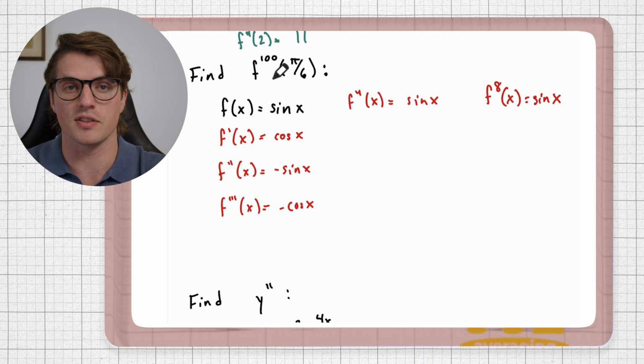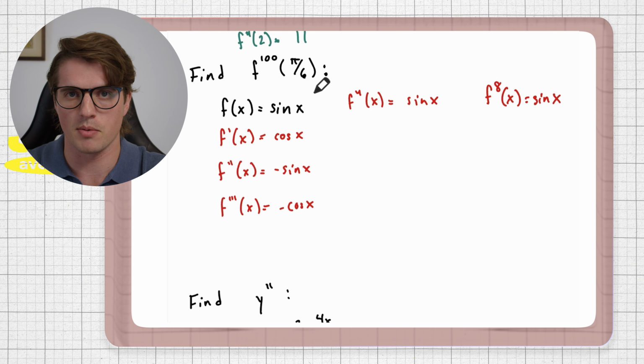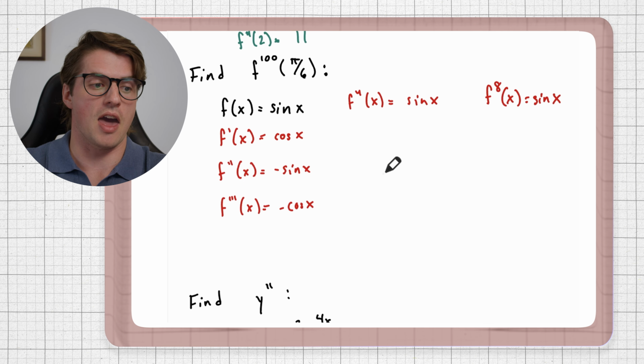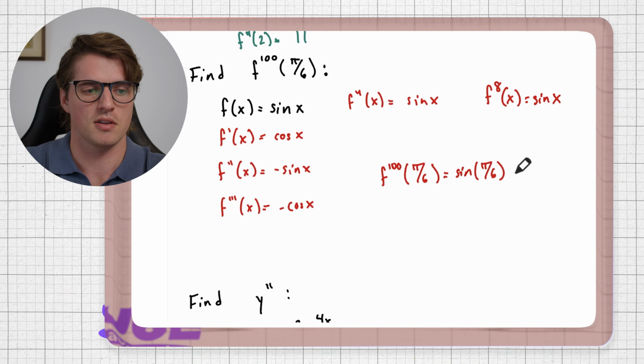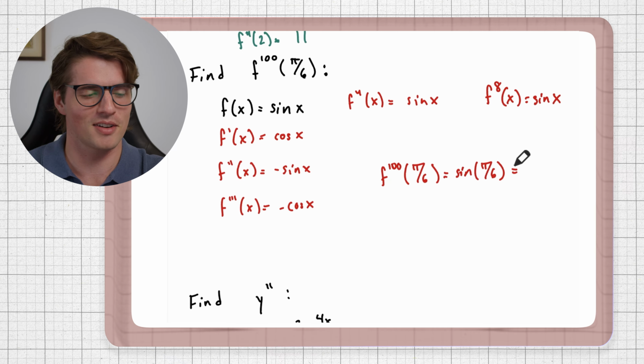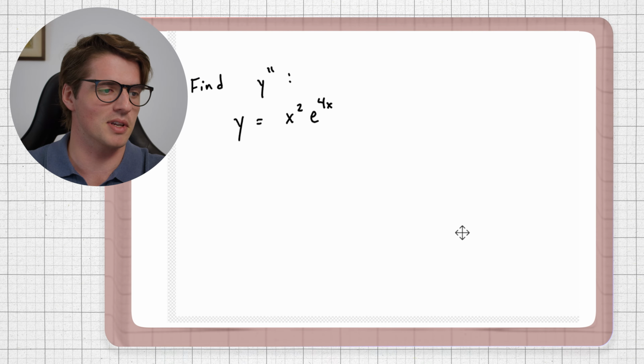And 100 is divisible by 4. So, 100 divided by 4 is 25. So f 100th prime of pi over 6 would just be sine of pi over 6, which I hope you all remember is 1/2. Okay, yeah, no big deal there.